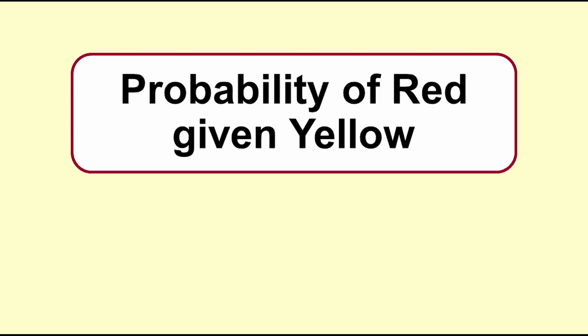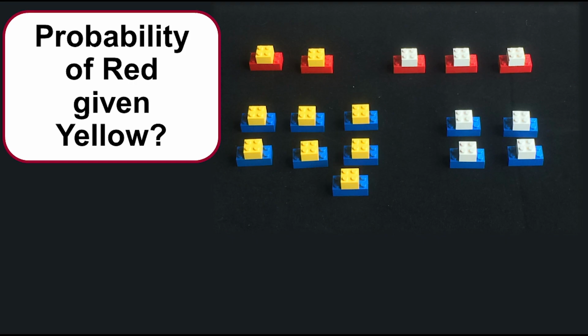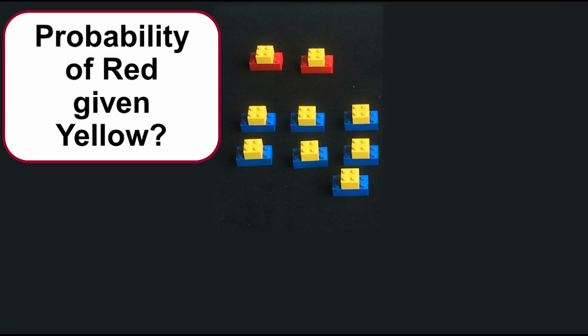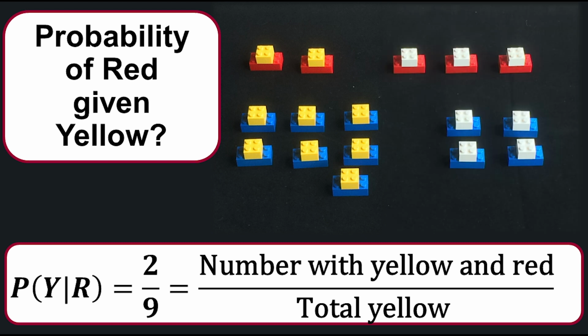What is the probability of red given yellow? This means we know it is yellow, so we are only interested in the 9 objects with yellow. 2 are red and yellow, so our probability is 2 over 9, or 2/9.